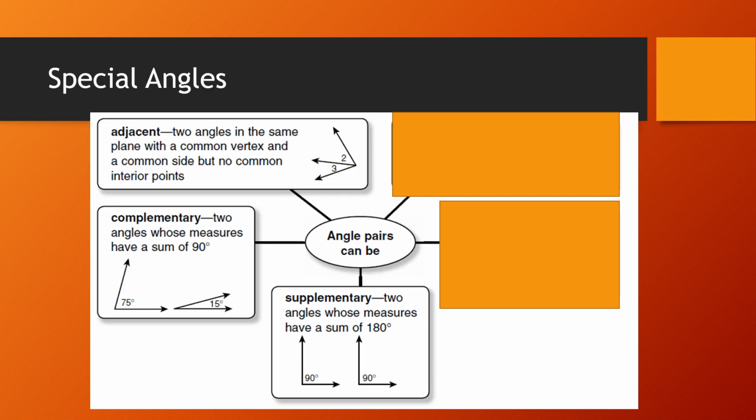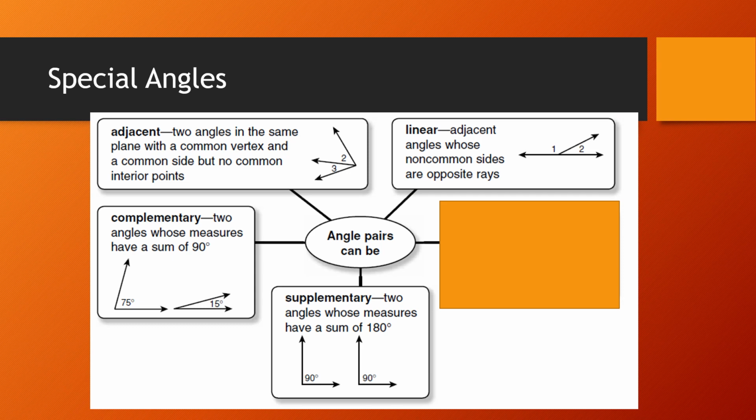Next one we have is adjacent, and again we saw that earlier in the video. Adjacent just means two angles that are next to each other and share a vertex. Linear is a special kind of adjacent. A linear pair are adjacent angles that create a line together. So they are going to be supplementary because they add to 180, but we call it a linear pair when they have that specific relationship.